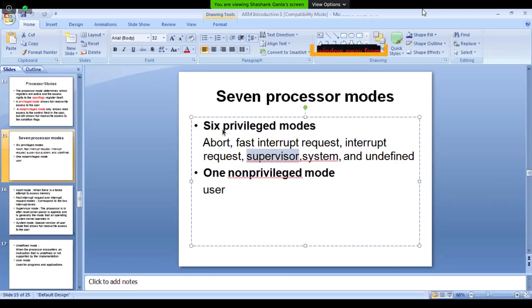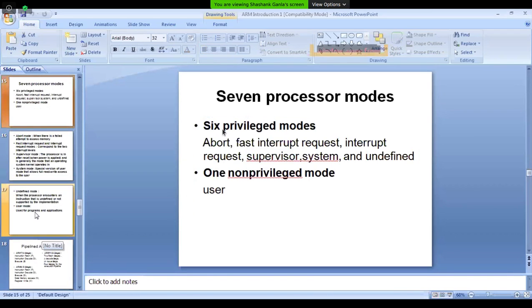Abort mode I already explained. Inability to access a memory location may give rise to a segmentation fault, which will give rise to an abort interrupt. Experiencing a type of instruction which is not supported by the core when it is fetching, decoding and executing is called the undefined mode. So that brings us to the briefing or discussion about the 7 modes of operation.